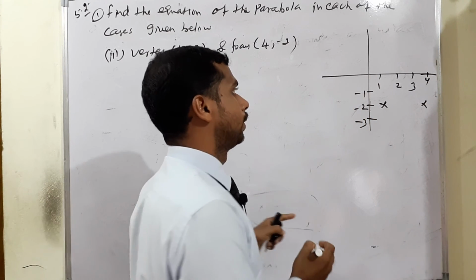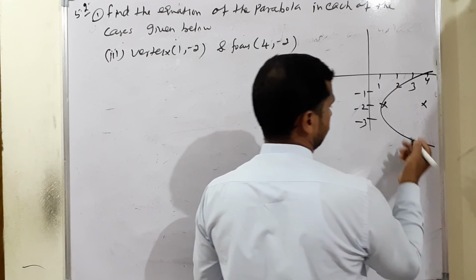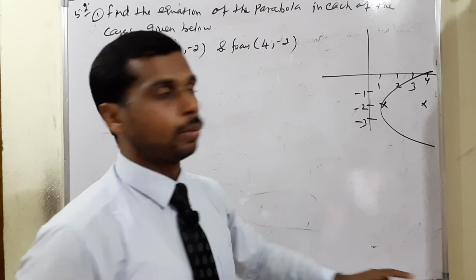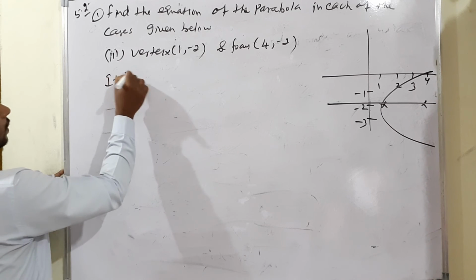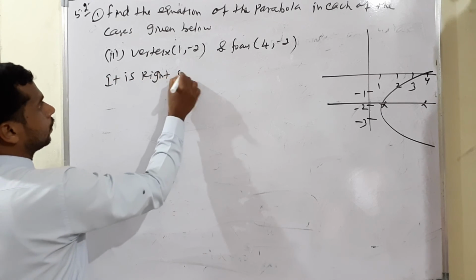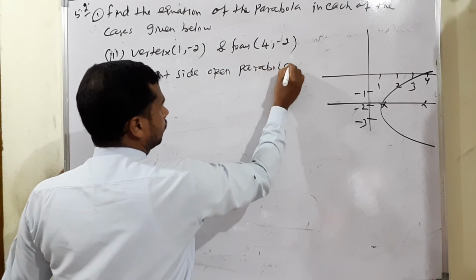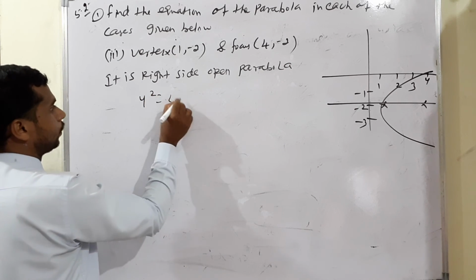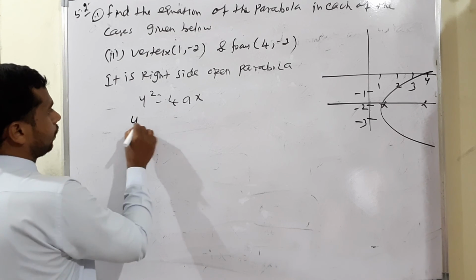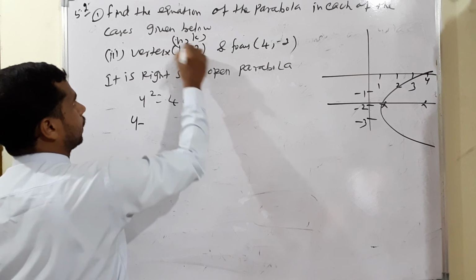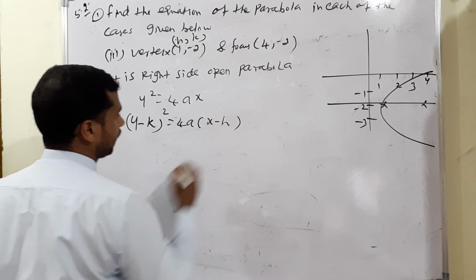Already I told you the focus depends upon this. Simply we can say what the type is: a right side open parabola, isn't it? Right side open parabola means y square is equal to 4ax. How to expand this? The center is (h, k), so (y minus k) the whole square is equal to 4a into (x minus h).